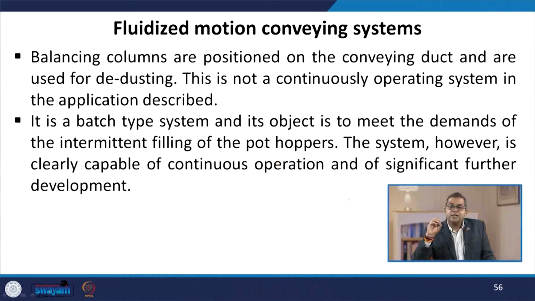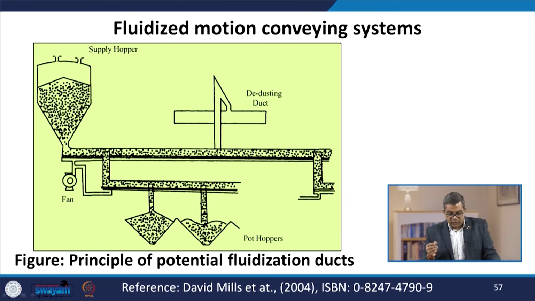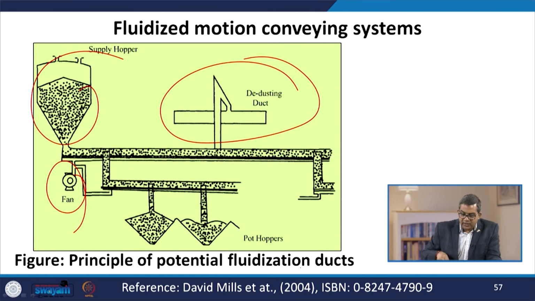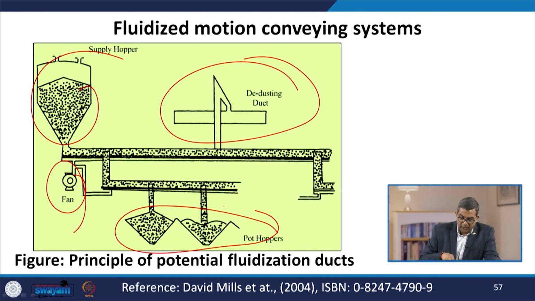Balancing columns are positioned on the conveying ducts and are used for dedusting. This is not a continuously operating system in the application described. It is a batch type of system and its objective is to meet the demand of intermittent filling of the pot hoppers. The system, however, is clearly capable of continuous operating conditions and significant further development. Here you can see this fluidized motion conveying system. This is the potential fluidized duct, supply hoppers equipped with fans, and this is the dedusting duct. Apart from this, we have the pot hoppers.